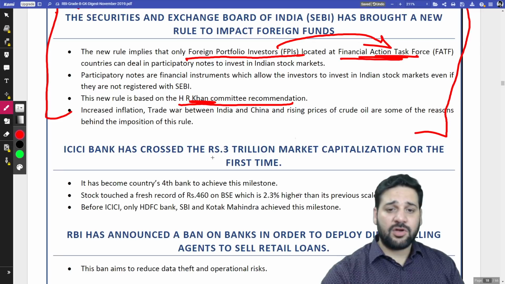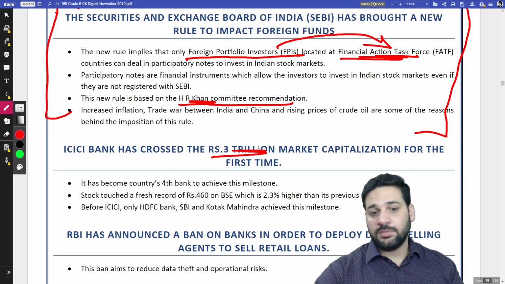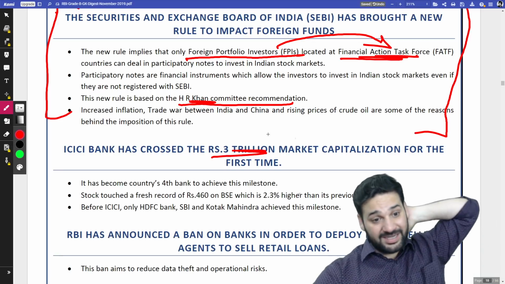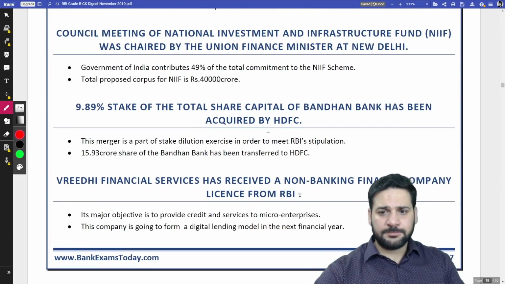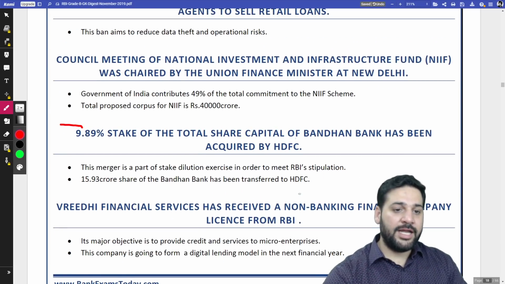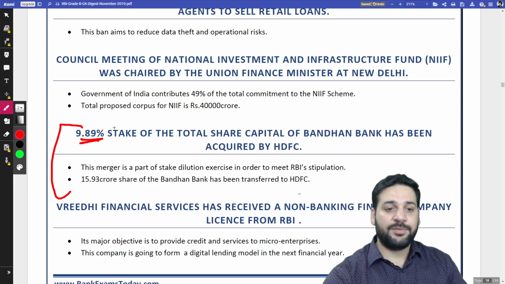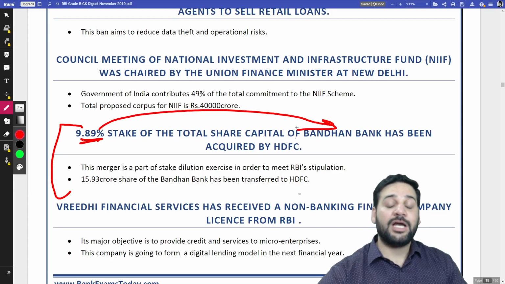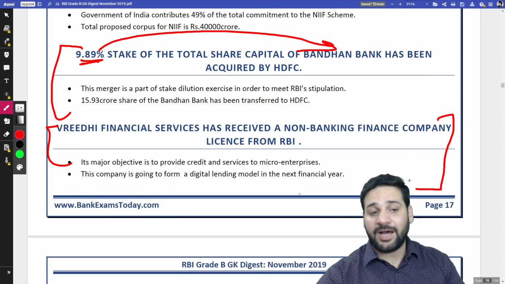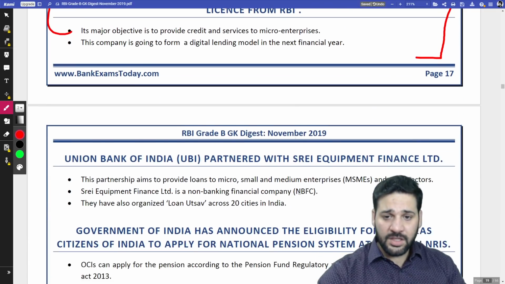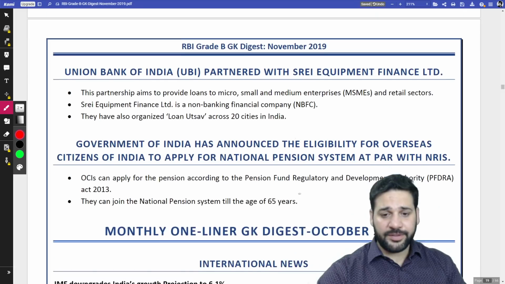And ICICI has crossed 3 trillion rupees market capitalization. Not that important. So that's, I think, and this one is important. 9.89% stake of Bandhan Bank has been acquired by HDFC. And Vriddhi Financial Services has received an NBFC license from RBI. Okay. This one is not really important.